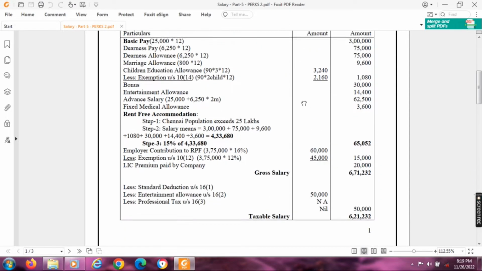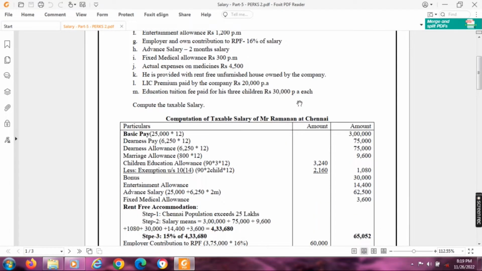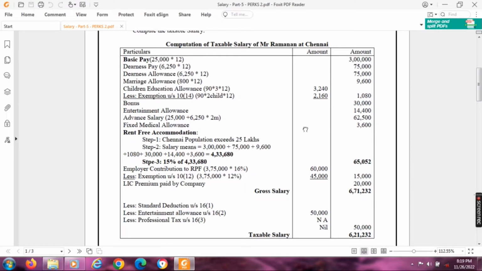So children's education tuition fee, only two children's tuition fee is eligible for deduction under section 80C. So 30,000 into 2, 60,000. After that, we have to compute the gross salary, 6,71,232. From this, we can deduct the standard deduction under section 16(1), 50,000. So the balance amount will be the taxable salary.